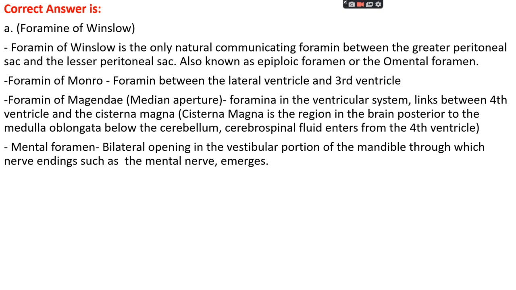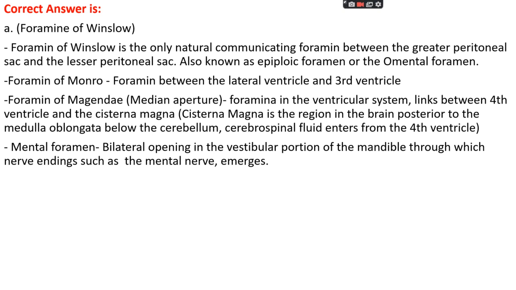Foramen of Winslow is the only natural communicating foramen between the greater peritoneal sac and the lesser peritoneal sac. It is also known as the epiploic foramen or the omental foramen. Okay, while foramen of Monro is that foramen which is located between the lateral ventricle and the third ventricle.